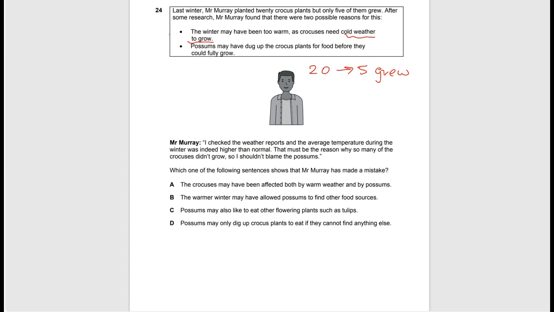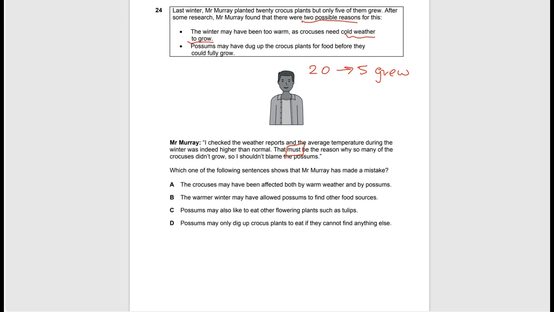So 1 is that the winter was too warm, and 2 is that possums have dug up the plants before they could grow. Now Mr. Murray says, I checked the weather reports and the average temperature during the winter was indeed higher than normal. That must be the reason. So let's look at the modality of the word. That must be the reason why so many of the crocuses didn't grow, so I shouldn't blame the possums. This box is true. Whatever is in this box is always true, and it says that there are 2 possible reasons.